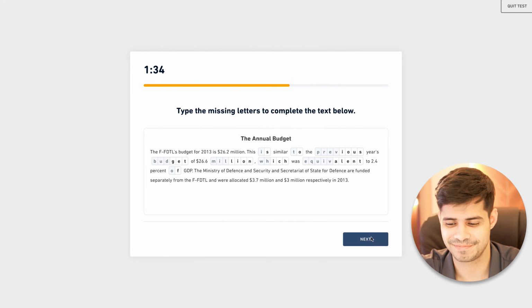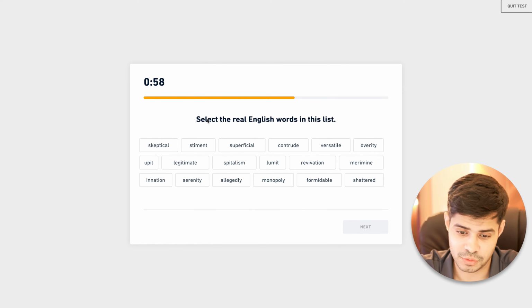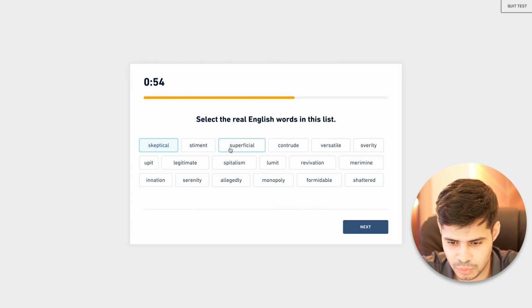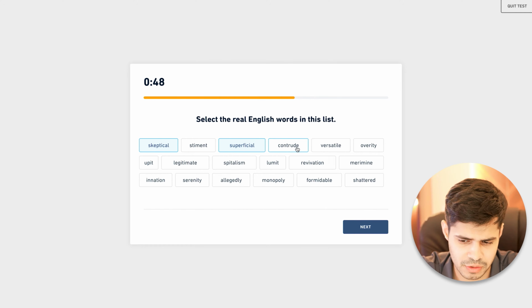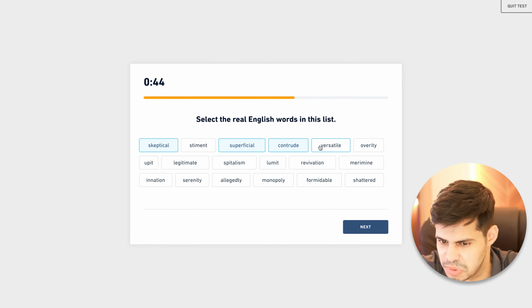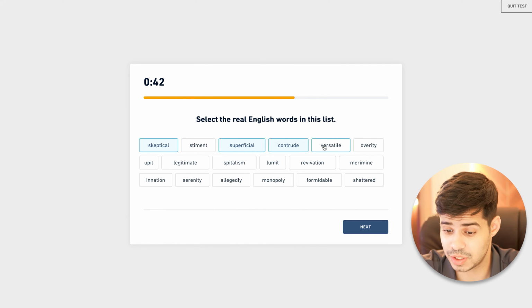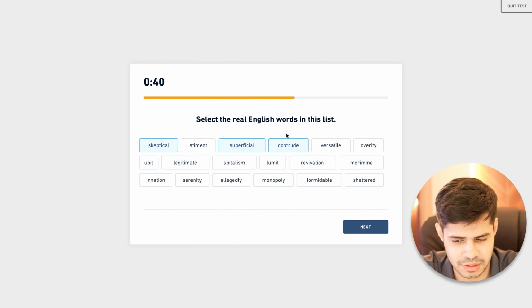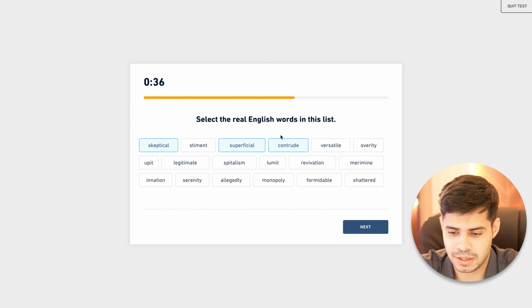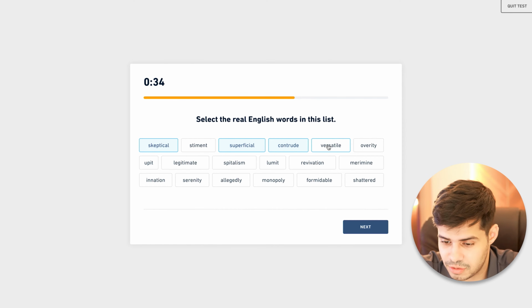Let's move on. Real English words. I keep on doing these questions again and again. Skeptical, sentiment is not a word. Superficial, contrude. This one came again. Not sure of this right now. Contrude. Well, for now, I'm going to select it. I usually don't select it until it's like 90 to 100%. But let's see. Unless I can find a similar word that they might be trying to trick me into.